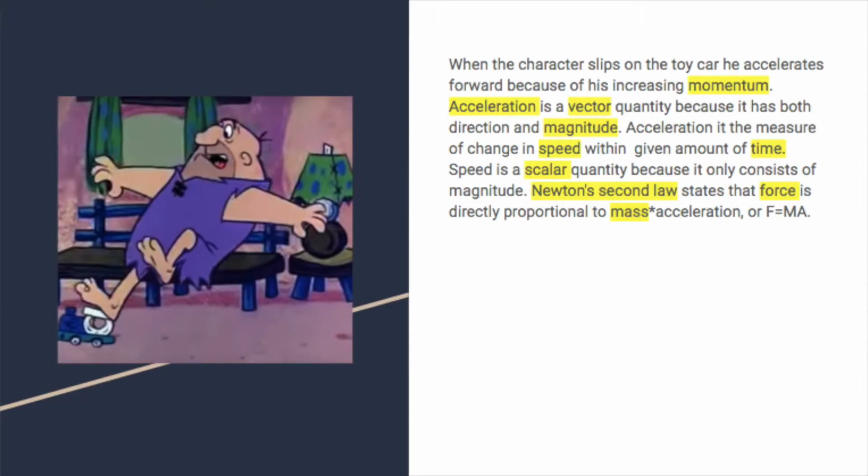When the character slips on the toy car, he accelerates forward because of his increasing momentum. Acceleration is a vector quantity because it has both direction and magnitude. Acceleration is the measure of change in speed within a given amount of time. Speed is a scalar quantity because it only consists of magnitude. Newton's second law states that force is directly proportional to mass times acceleration.